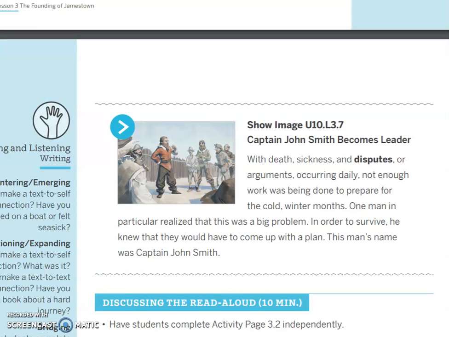With death, sickness, and disputes, or arguments, occurring daily, not enough work was being done to prepare for the cold winter months. One man in particular realized that this was a big problem. In order to survive, he knew that he had to come up with a plan. This man's name was Captain John Smith. Wonder where we know John Smith from.